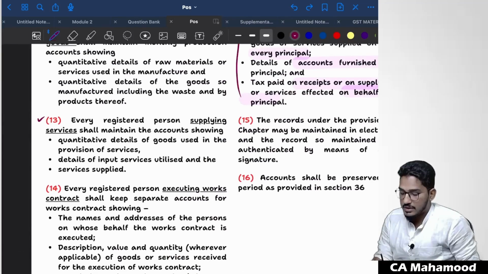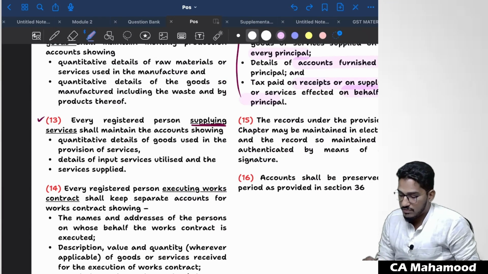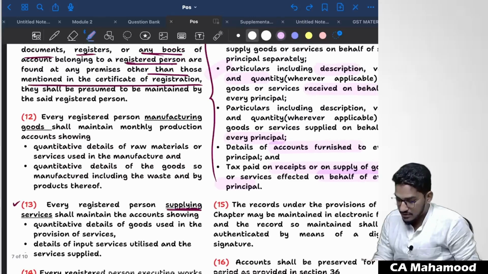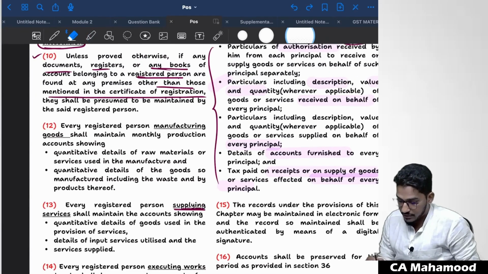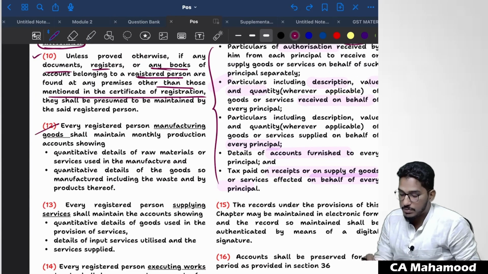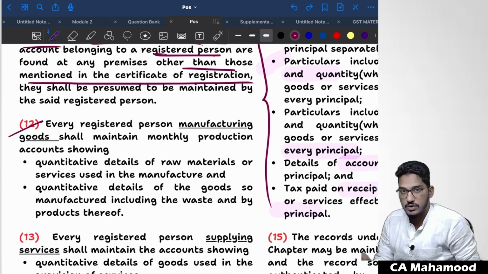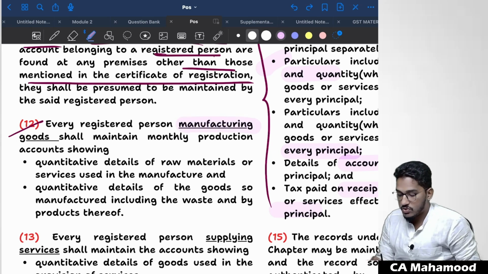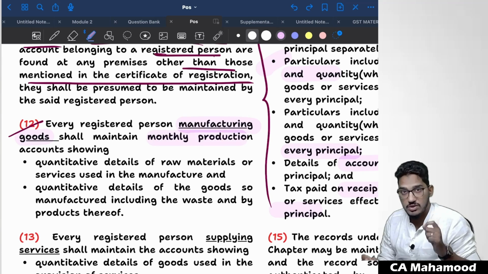Then sub rule number 13 says, every registered person supplying services, if you are a person exclusively engaged in supplying services, sorry, sub rule 12 we did not cover. Sub rule 12 talks about, if you are a person engaged in manufacturing, not in trading, guys, then you need to maintain some extra records. What are they? Every registered person who is manufacturing goods shall maintain monthly production accounts.